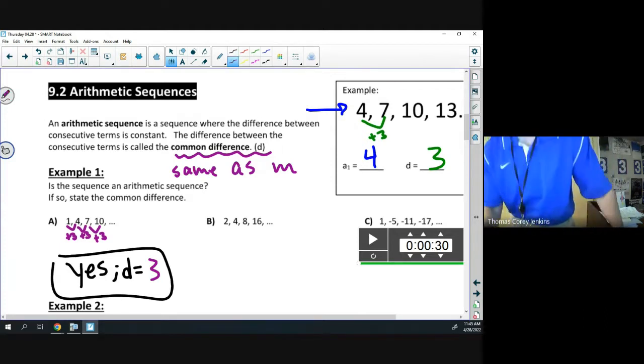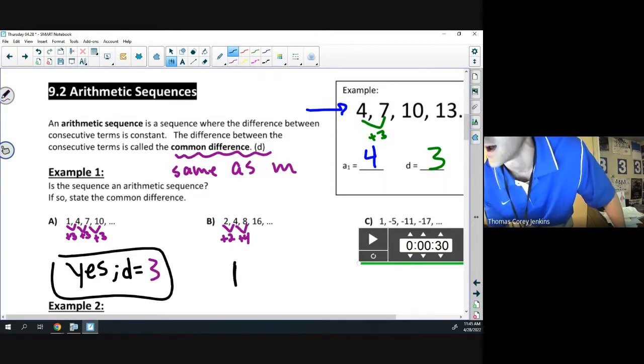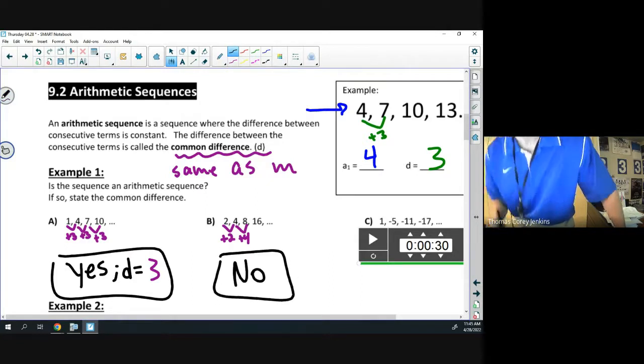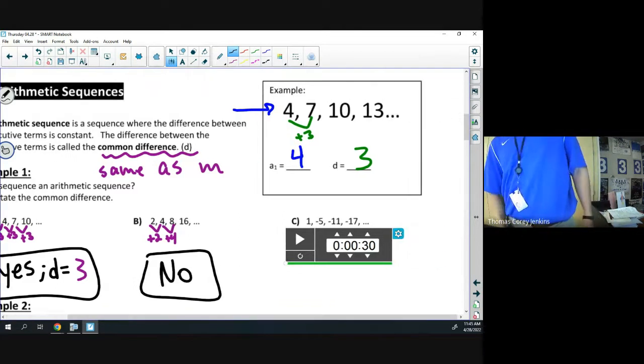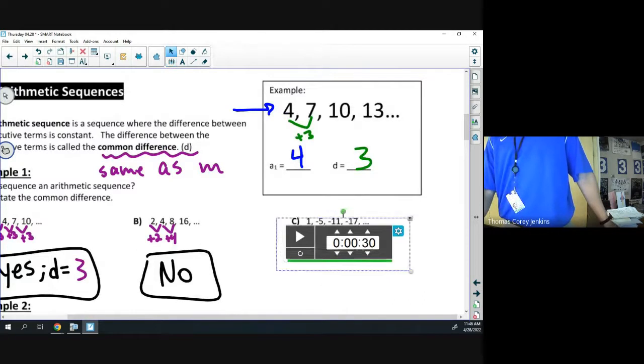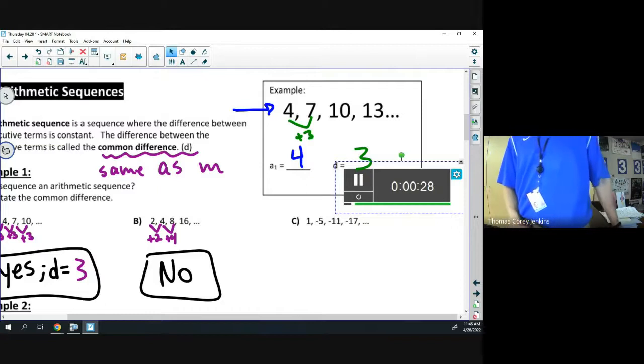So that's kind of a trap problem. Even though we can see a pattern, it's got to be a common difference. So here it's plus 2. Here it's plus 4, right? So we would just say this is a no. And that's kind of a preview of what our next type of sequence is going to be, geometric sequence. All right, anyways, you go ahead and answer C. So is it an arithmetic sequence? If so, what's d equal to?